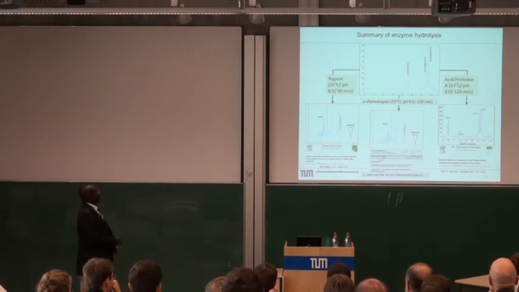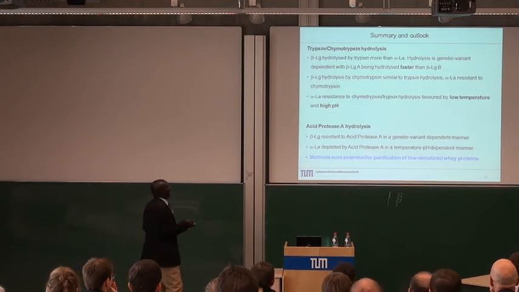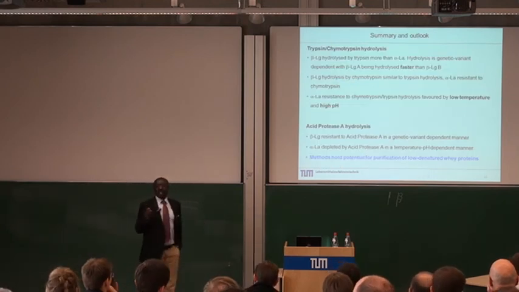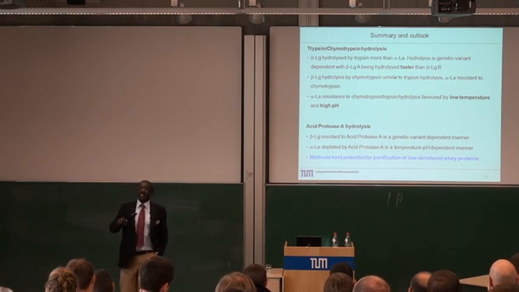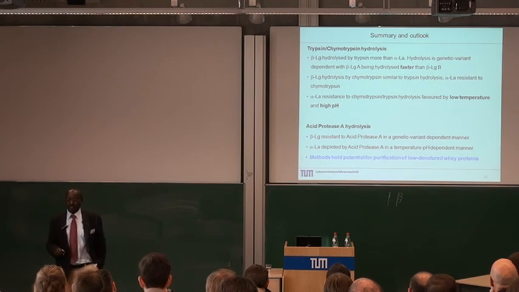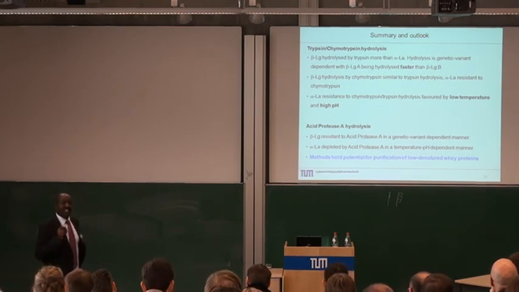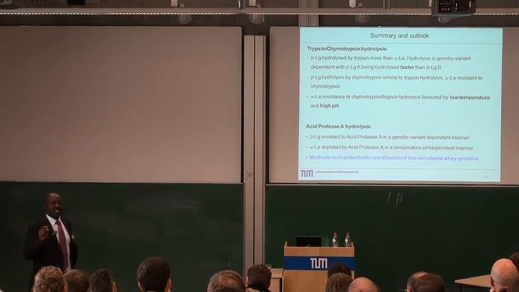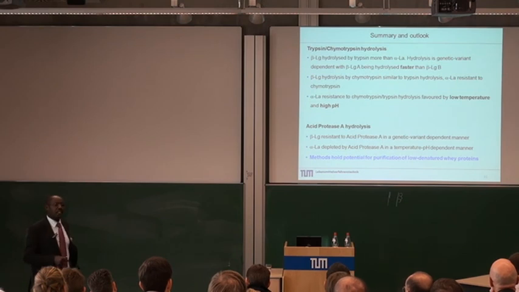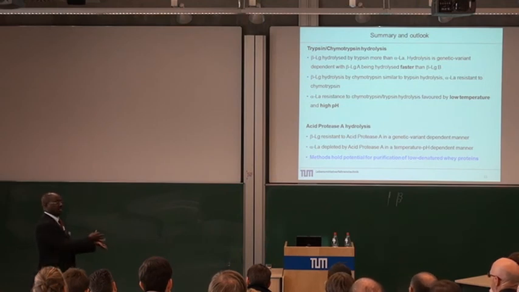In summary, normally I speak too much, but today we are lucky. In summary, beta-lactoglobulin is digested by both trypsin and chymotrypsin if we only sink the temperature and raise the pH. The pH breaks the dimers to monomers. The temperature provides a stress on the enzyme. And when the enzyme is stressed, it digests beta-lactoglobulin.